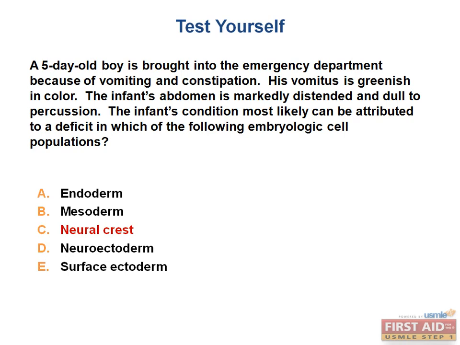What's Hirschsprung's? Hirschsprung's is a congenital condition caused by a failure of the neural crest cell migration to a distal portion of the abdomen, so the correct answer is C. We didn't go over this directly in what we just learned, but I wanted to use this as an example of how you can use things that you've learned to help deduce the right answer as well. This is the end of embryology, and let's move on next to anatomy.